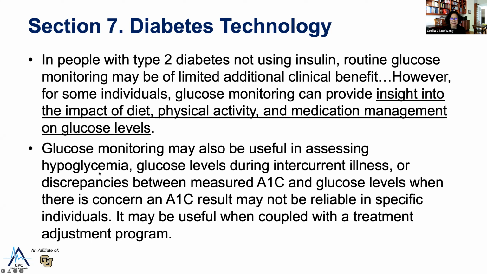And we often think of glucose monitoring to try to pick up low blood sugars. Of course, it's useful to pick up high blood sugars, to look at glucoses if someone's sick, and then also to see if there are discrepancies between the A1C we're getting and the glucose that you're actually measuring. And so I think there are some different reasons to use glucose monitoring and diabetes technology.